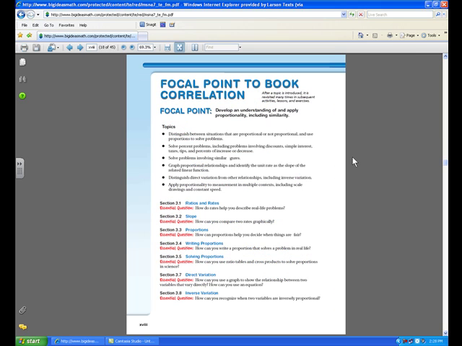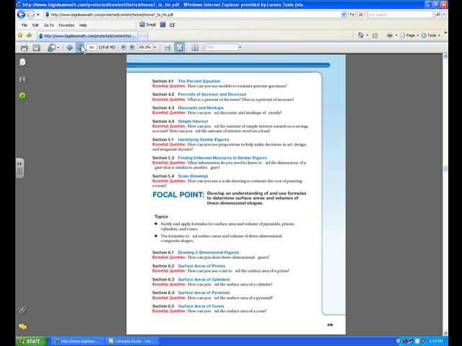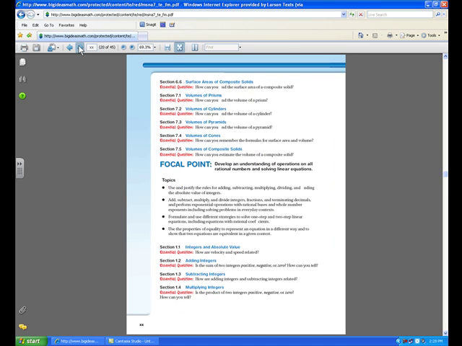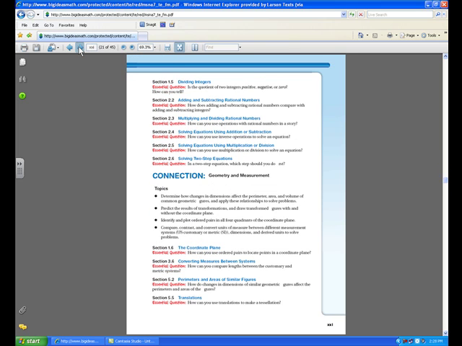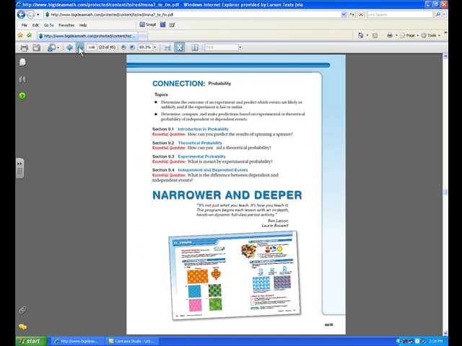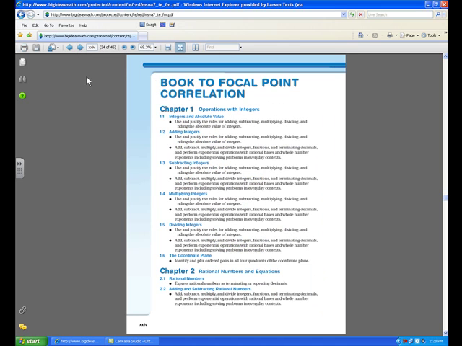If you turn to the next page, you're going to see the focal point to book correlation in your teaching edition. Because the Big Ideas Math series is a focal points curriculum, it's important to show you where the correlations are between the focal points and where they lie in the textbook. So the next several pages will demonstrate how those focal points appear in the textbook. Then after that, we also show the reverse correlation, which is the book to focal points.